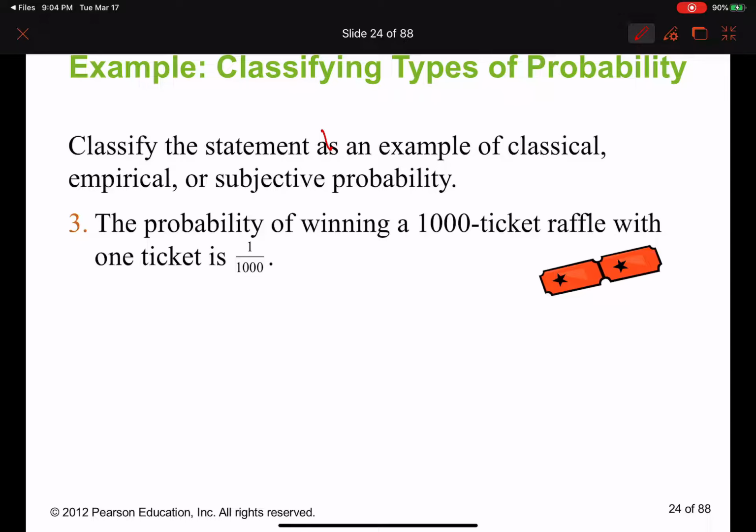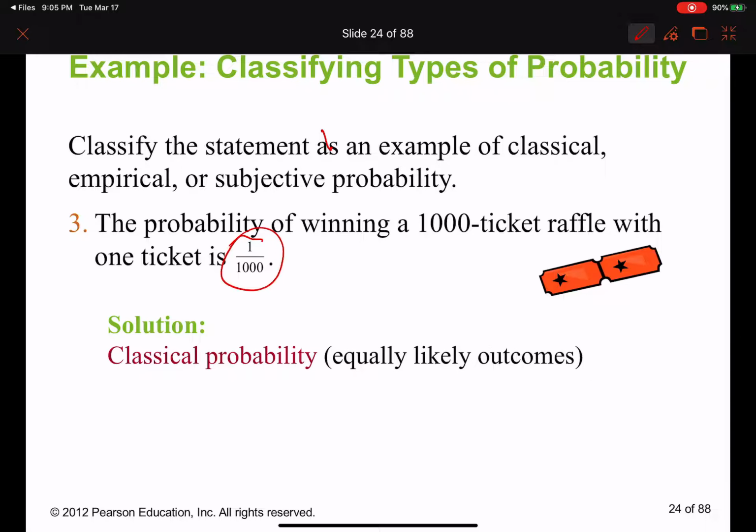Okay, let's do this one. This one is also probability that we are going to explore, it's related. So classify the statement. The probability of winning a 1,000 ticket raffle with 1 ticket. So 1 out of 1,000, right? The probability of winning with 1 ticket that is a winner among 1,000. So it's going to be 1 out of 1,000. That's all it is. Simple as it can be.